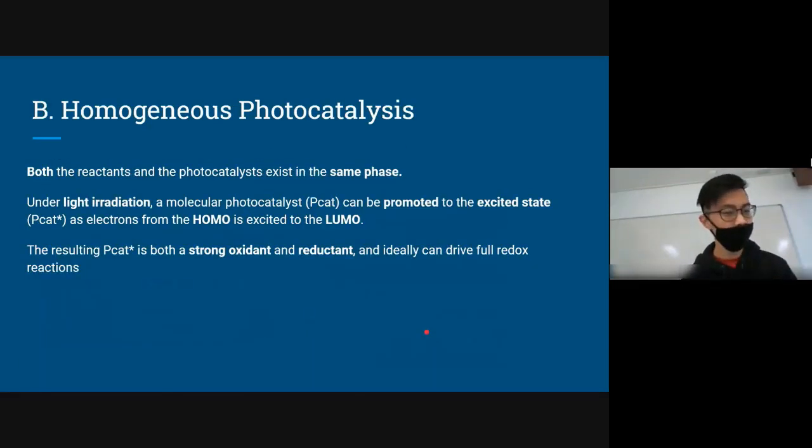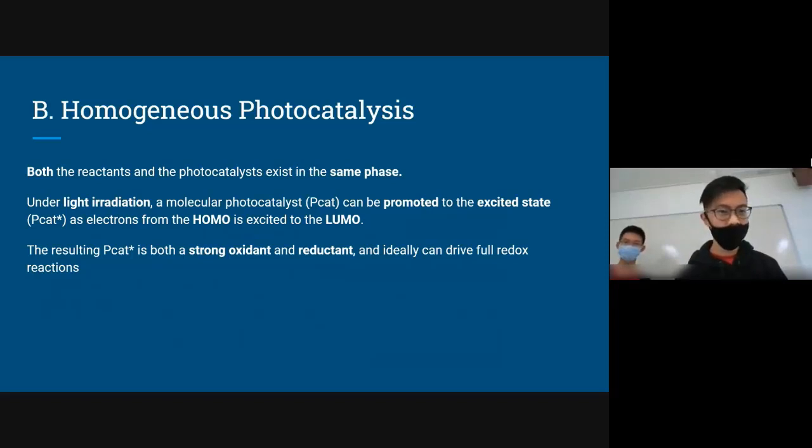The second form of photocatalysis is homogeneous photocatalysis, in which both the reactants and the photocatalyst exist in the same phase. I will not go into too much detail for this one, but similarly, under light irradiation, a molecular photocatalyst, or pCAT for short, can be promoted to the excited state as an electron from the HOMO is excited to the LUMO. The resulting pCAT* is both a strong oxidant and reductant, and hence it can ideally drive full redox reactions.